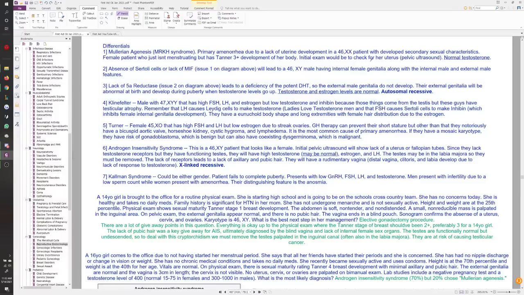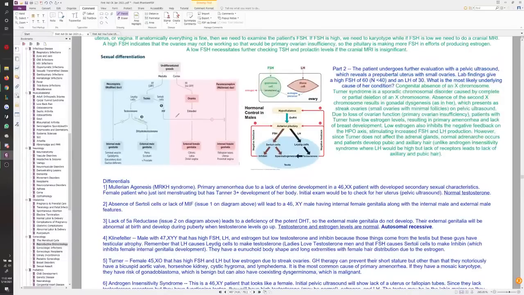Initial exam would be to check for uterus with pelvic ultrasound, normal testosterone. Right? Everything's going to be fine, but the only issue is she's not going to have a uterus. And then after that, of course, you would have to do the karyotype, which is the 46XX part. And you'll see that she is 46XX, just doesn't have a uterus, which means the Mullerian duct didn't form.